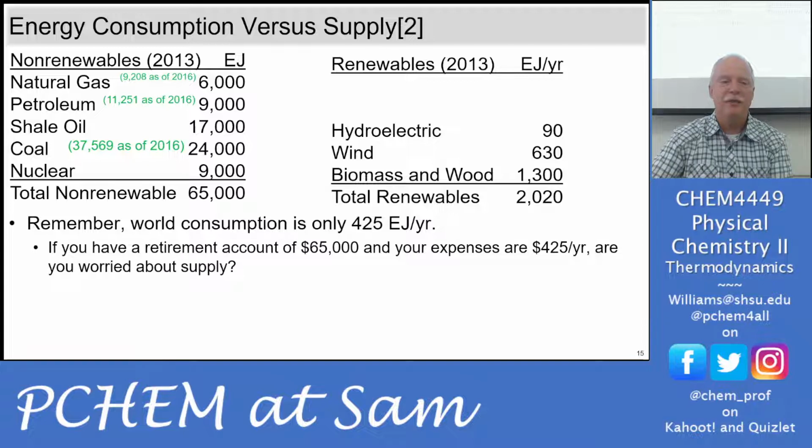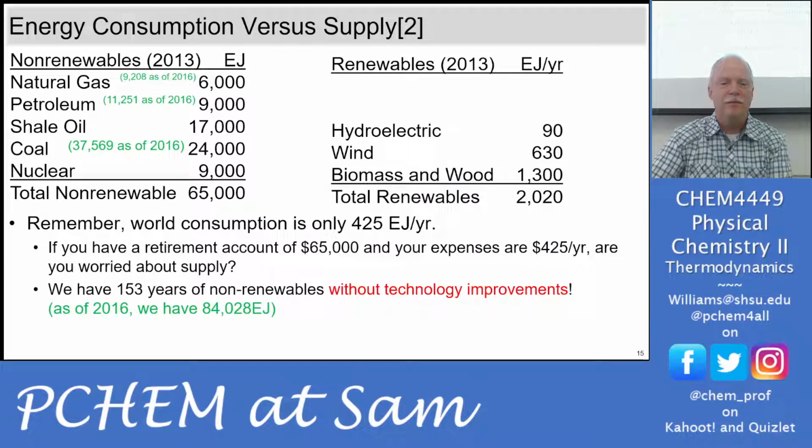So if you put it in numbers, if you have a retirement account of $65,000 and your expenses are $425 a year, are you worried about supply? You've got a few years, okay? You will eventually run out, but what we've noticed, notice the green numbers, they've been updated, right? We find new reserves. And so it's not like this is all we've got for the rest of time, but still, we have 153 years of non-renewables. That's without technology improvements.